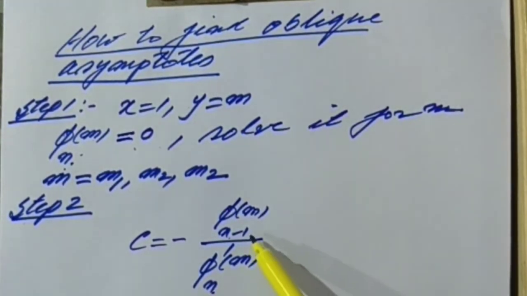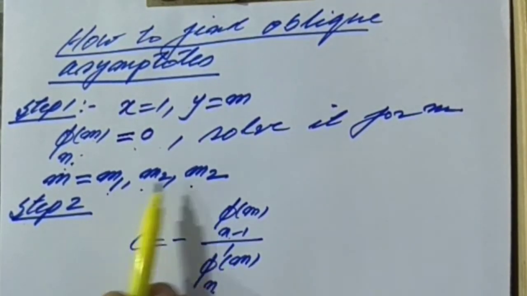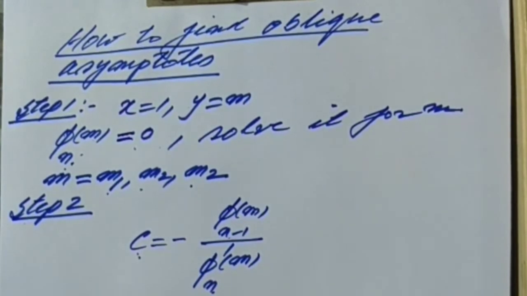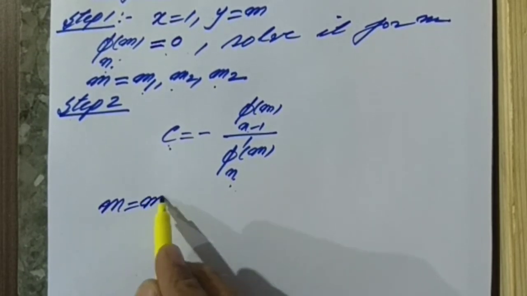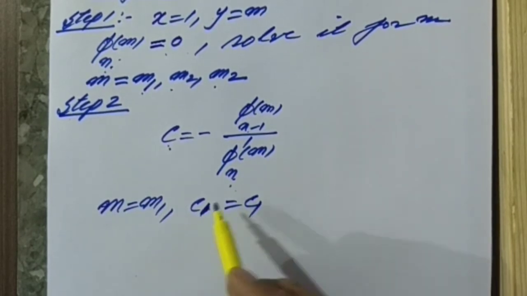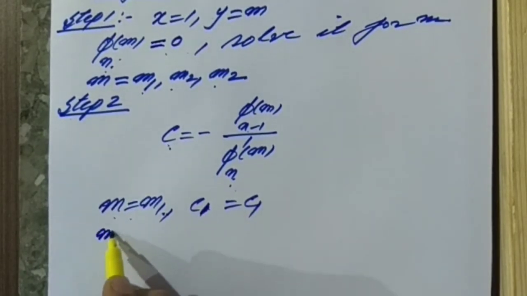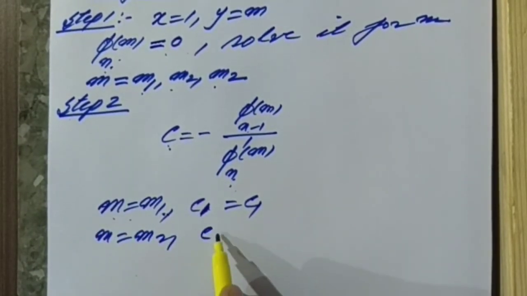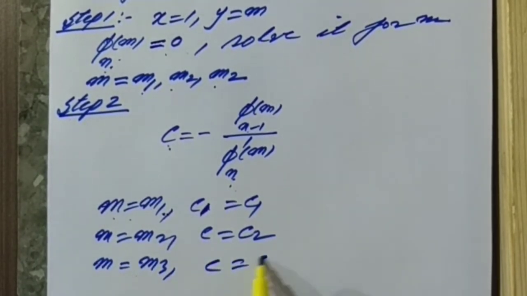So we have to substitute the values of phi m n minus 1 and phi dash m n. Then we have to find the value of c with the help of this expression by substituting these distinct values of m, that is m1, m2, m3. So we need to find out when m is equal to m1, c is equal to c1, which is obtained by substituting this value of m in this expression. Similarly, we find for m is equal to m2, c is equal to c2, and for m is equal to m3, c is equal to c3.